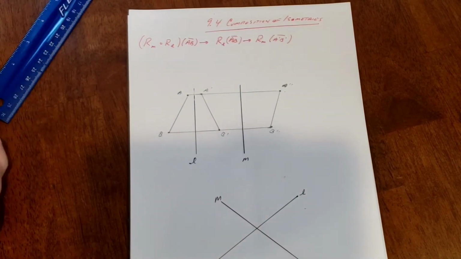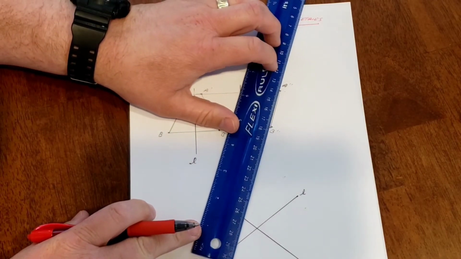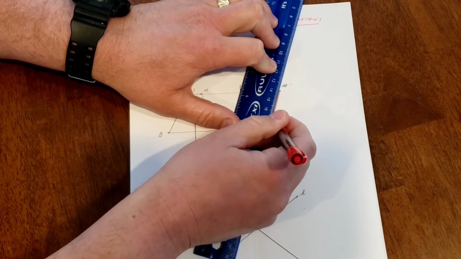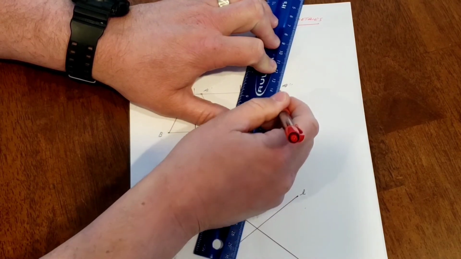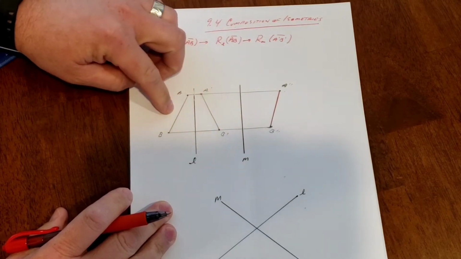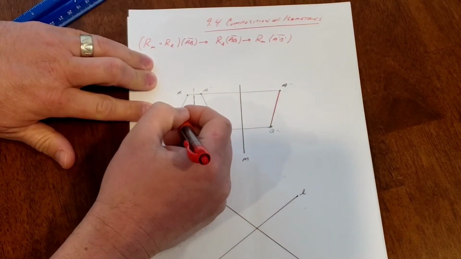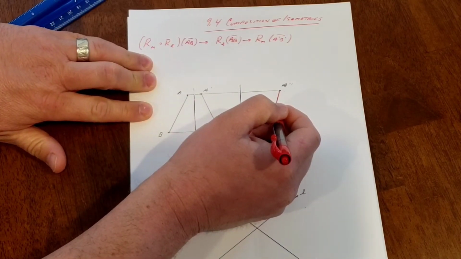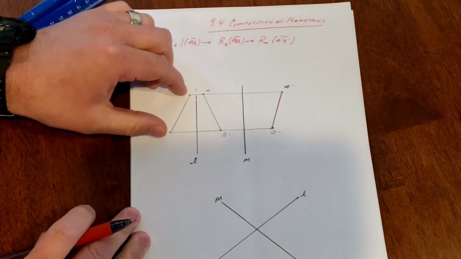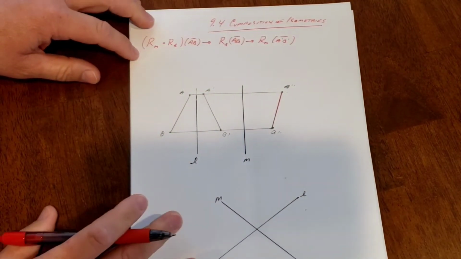Now, this resulting segment, I'll draw in red, just to highlight it. When we reflect across two parallel lines, essentially we're just doing a translation from AB to A double prime, B double prime. Just sliding that across and see how it maintains distance between the two points. That's why it's an isometry.